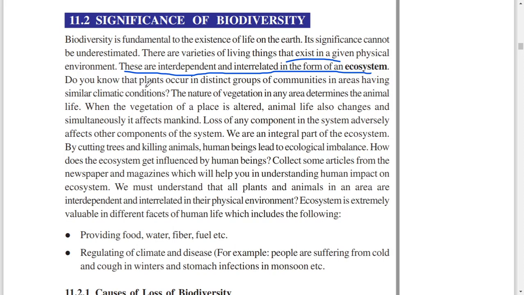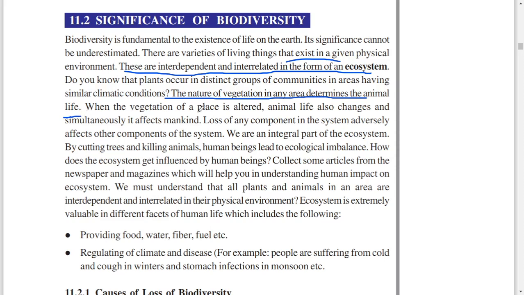Do you know that plants occur in distinct groups or communities in areas having similar climatic conditions? Okay. Then the nature of vegetation in any area determines the animal life. Okay. The nature of vegetation in any area determines its animal life.